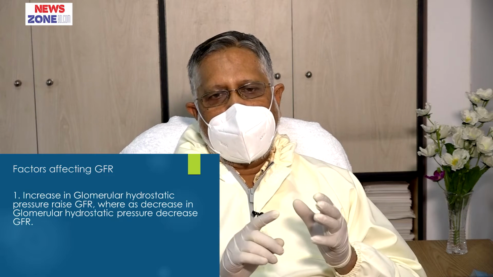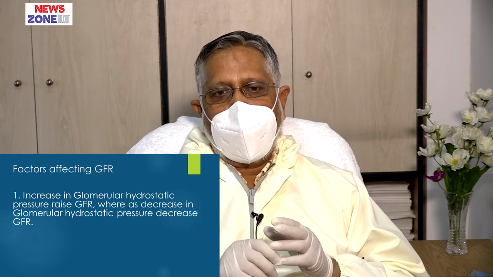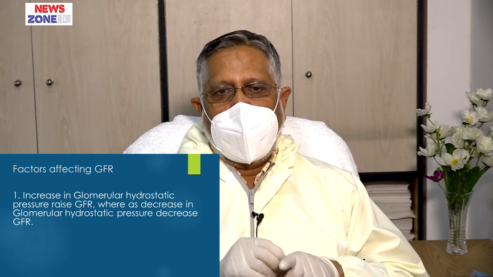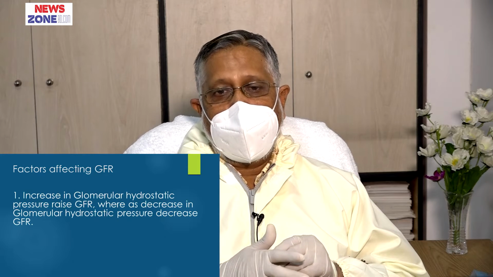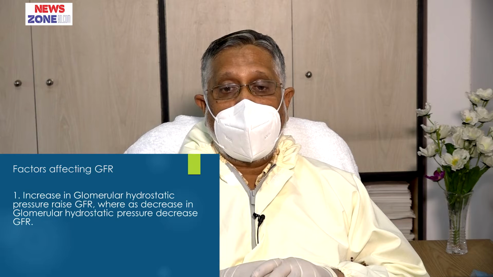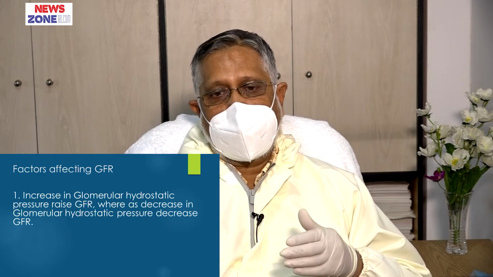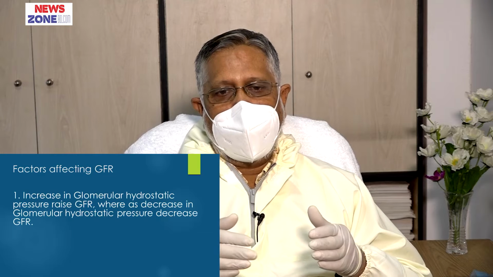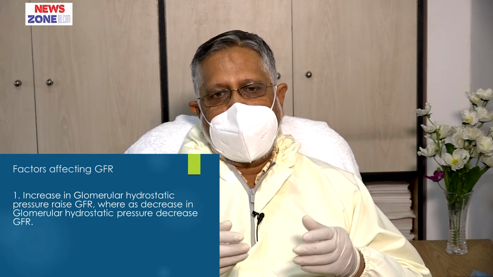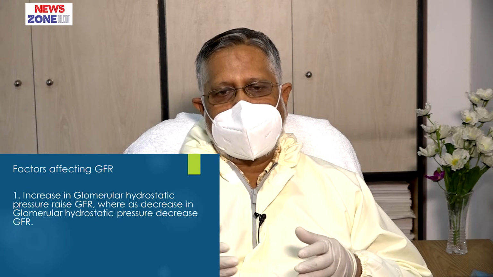So this is the definition of the glomerular filtration rate, and the quantity is 125 milliliters per minute, which I have already mentioned, and 180 liters per day. This is also very important because in the next chapters, when we discuss the various topics related to renal biochemistry, GFR will be very important.